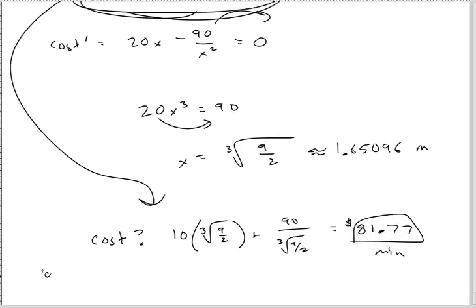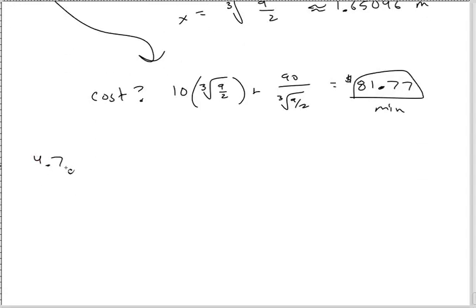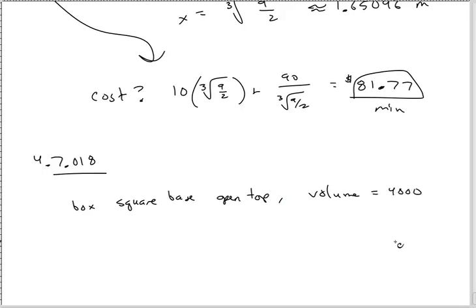Did you really think we're done? Here we go. I got a box with a square base and an open top. Oh my goodness. It's a popular theme today. And I've got a volume of 4,000. So why did I do this problem? It looks so similar. Minimize the materials needed.